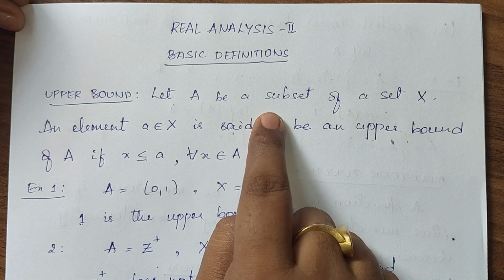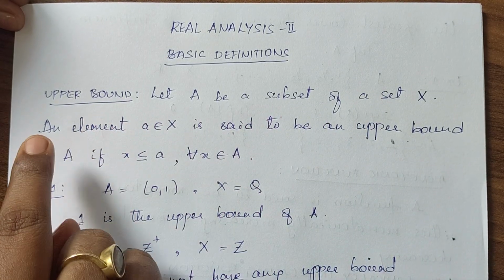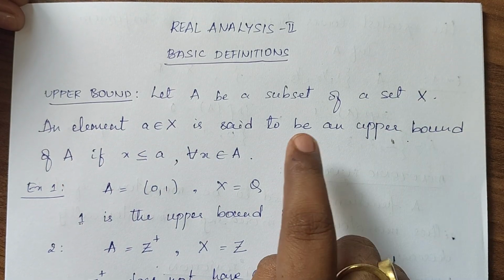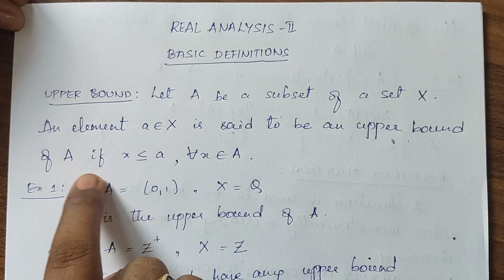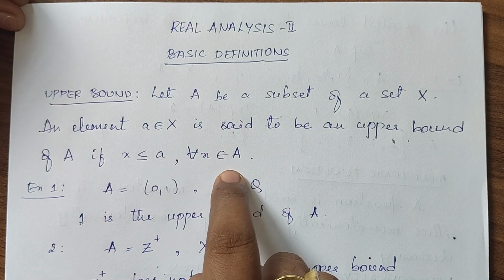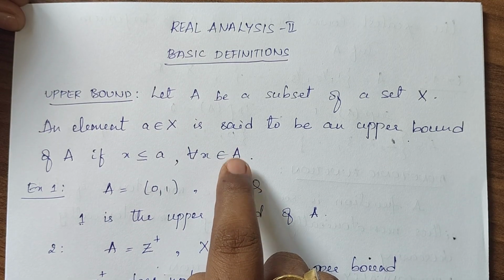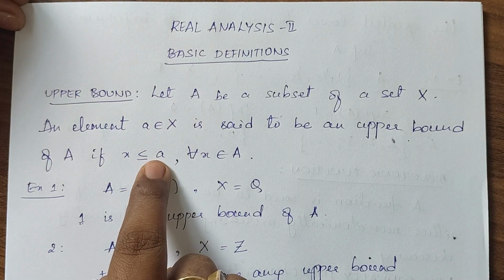Let A be a subset of a set X. An element a belonging to X is said to be an upper bound of A if x is less than or equal to a for all x belonging to A. Means each and every element in A is less than or equal to a.